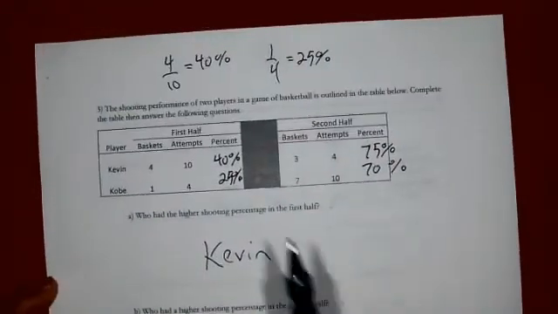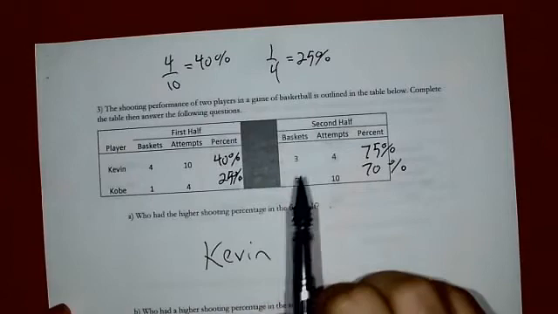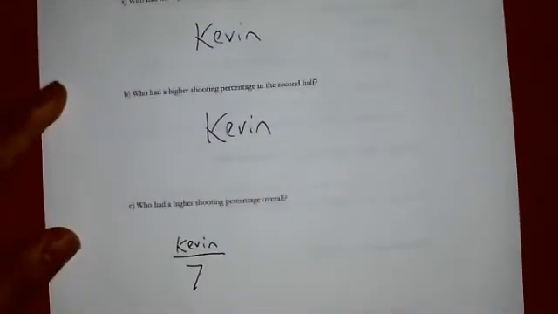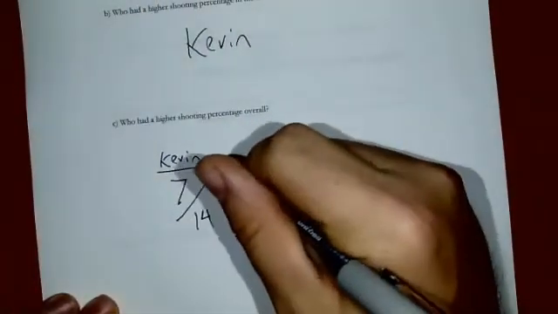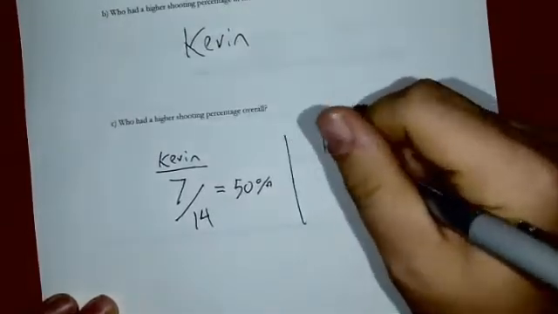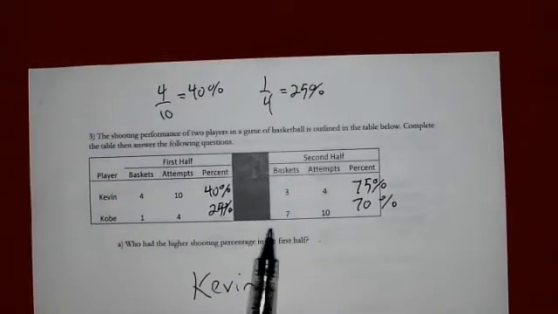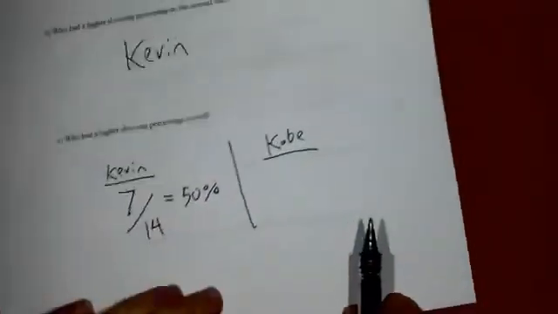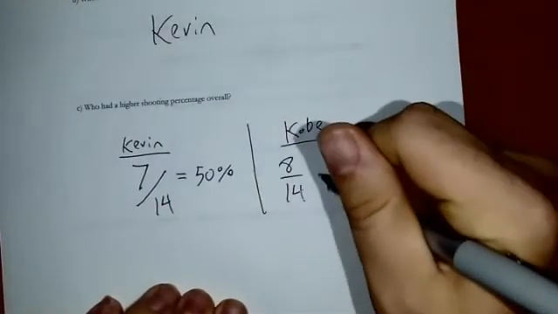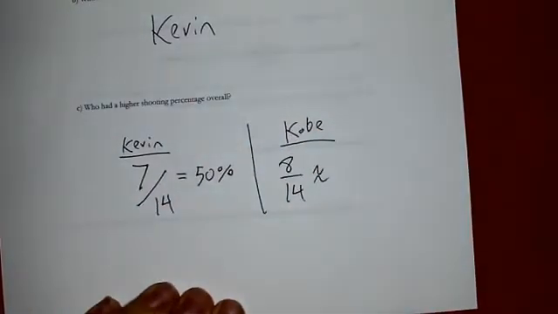Let's look at the overall. So overall, let's look at Kevin. Kevin made 4 baskets in the first half and 3 baskets in the second. So Kevin made 7 baskets out of 14 attempts, 10 attempts and 4 attempts. Okay, so overall, that's 50%. Whereas Kobe, if we go back and look at the table, he made 8 out of 14 baskets. So he had 8 baskets altogether out of 14 attempts. He actually barely won. So we want to go ahead and compute that real quick.